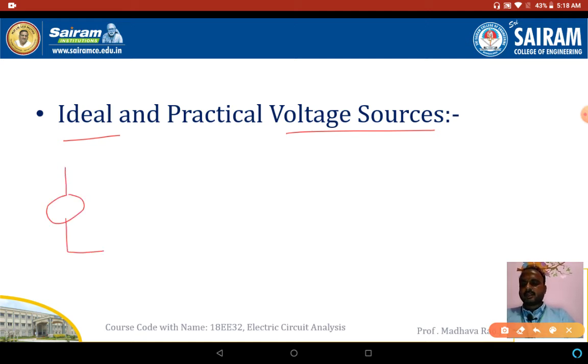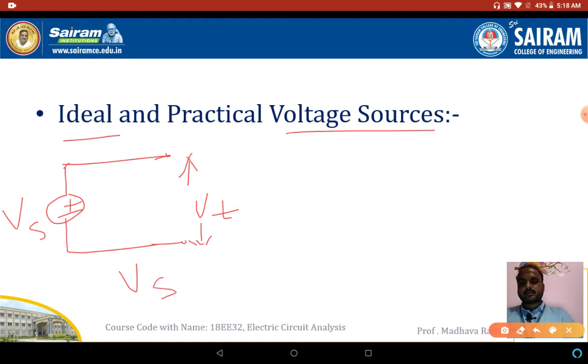So here the source voltage is Vs. These are the terminals. The source voltage is Vs and the terminal voltage is Vt, right? An ideal voltage source maintains a constant voltage at its terminals. So in this ideal voltage source, Vs is equal to Vt. An ideal voltage source does not have any internal drop. Vs is equal to Vt.